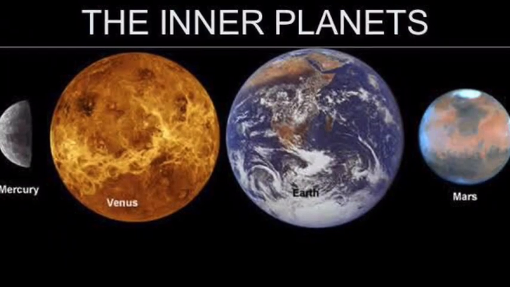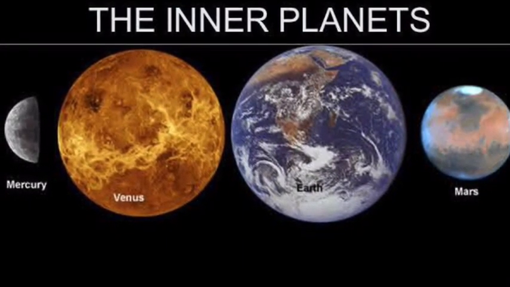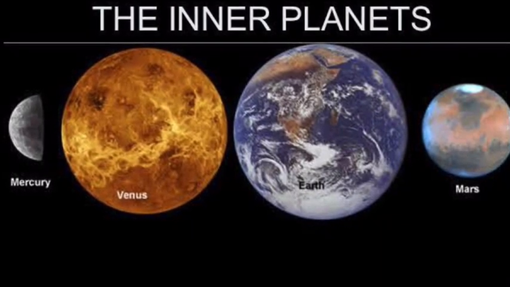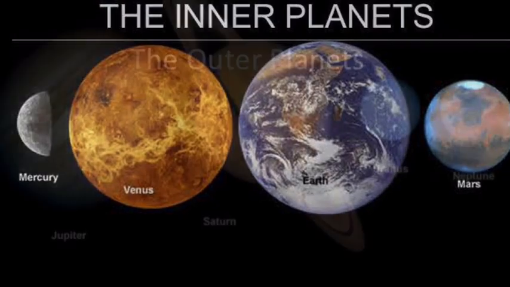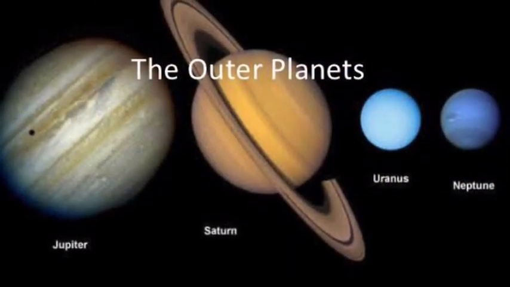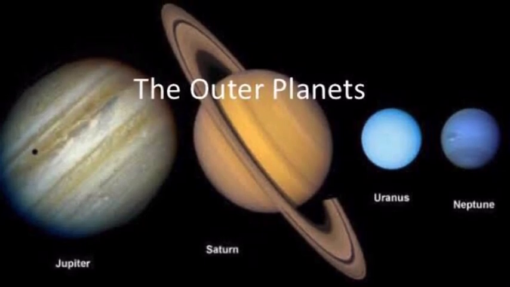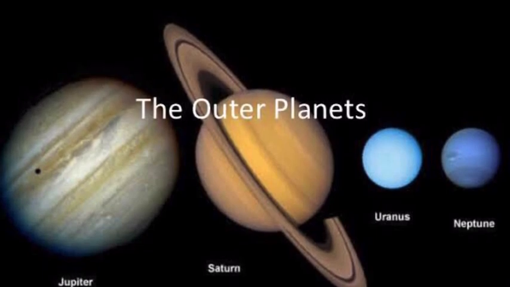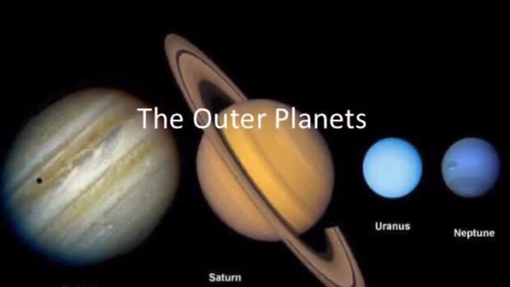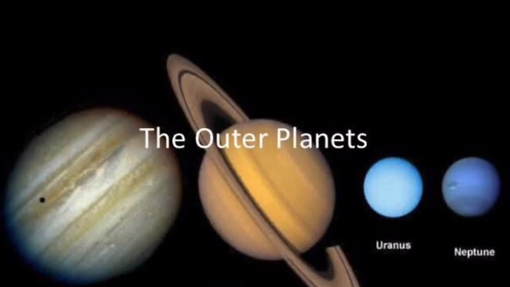Astronomers often divide the planets into 2 groups. The first one is the inner planets. Inner planets are closer to the sun and are smaller and rockier planets. And the second one, the outer planets. The outer planets are further away, larger, and made up mostly of gas. These 2 groups of planets are separated by the asteroid belt.